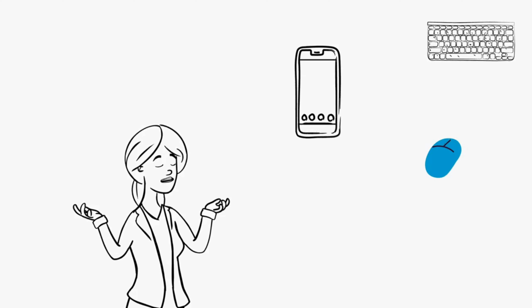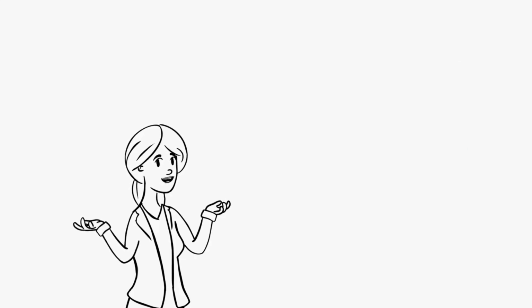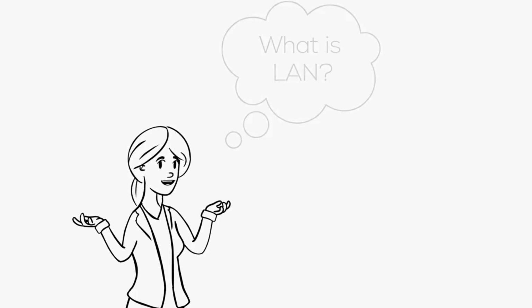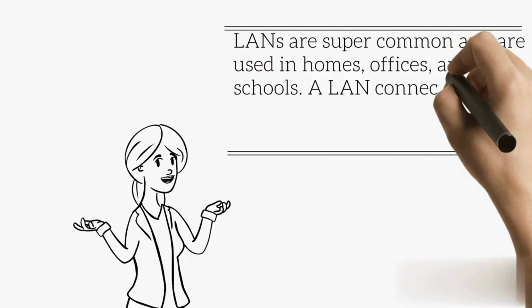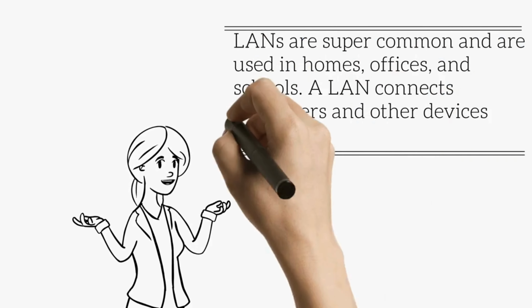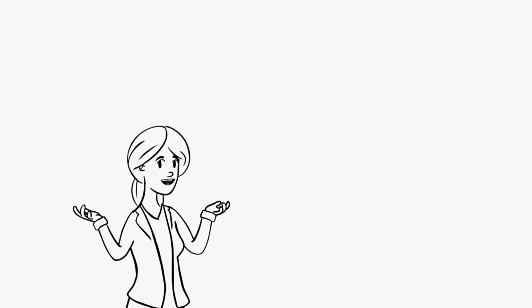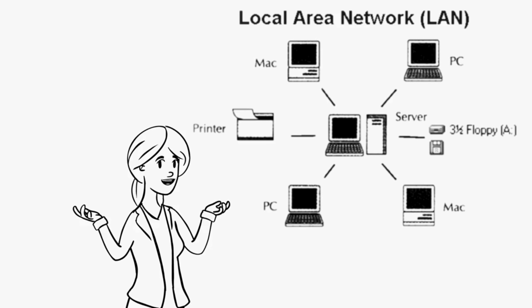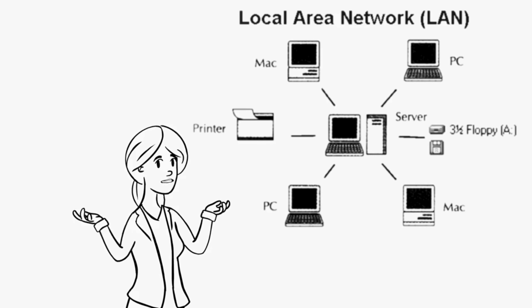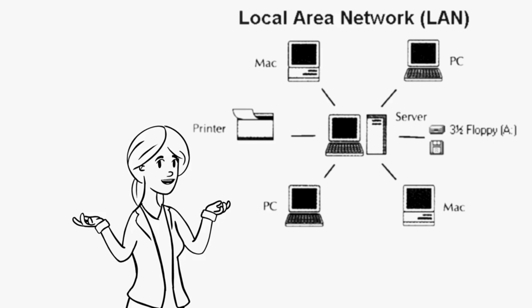Examples include using Bluetooth to connect your phone to a speaker or using a wireless mouse and keyboard with your laptop. Next up is the Local Area Network, LAN. LANs are super common and are used in homes, offices, and schools. A LAN connects computers and other devices within a building or a small area. When do we use LAN? We use LANs to share resources like files, printers, and Internet connections within a confined area. If you're in an office or school where all computers are networked together, that's a LAN in action.